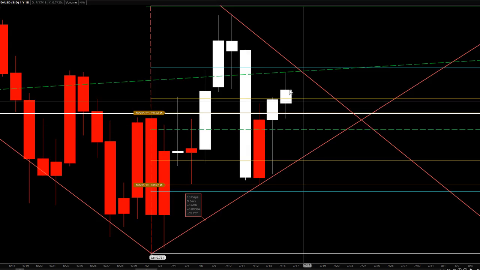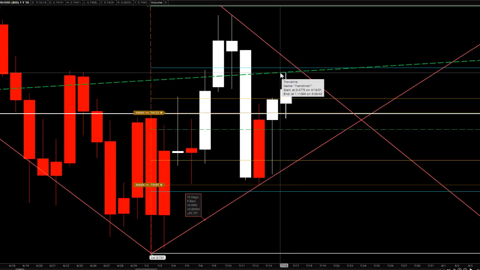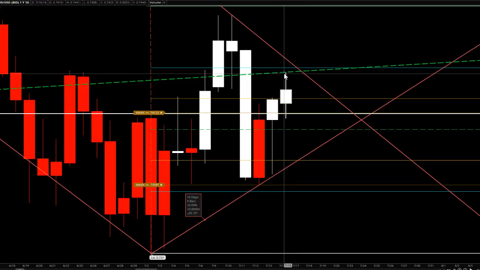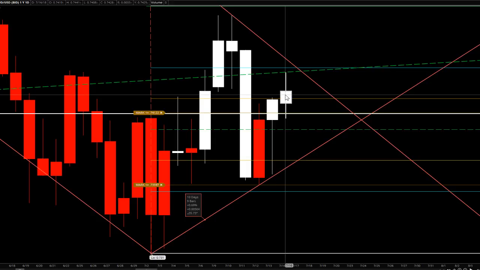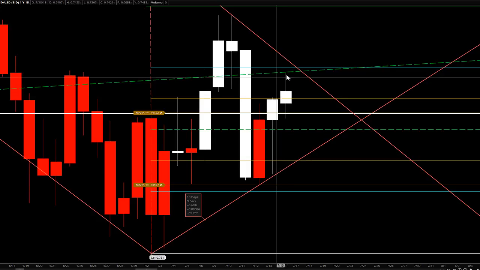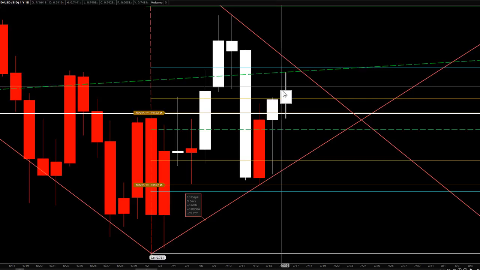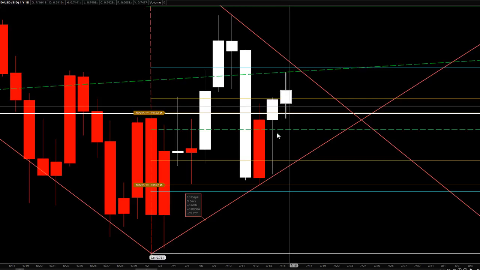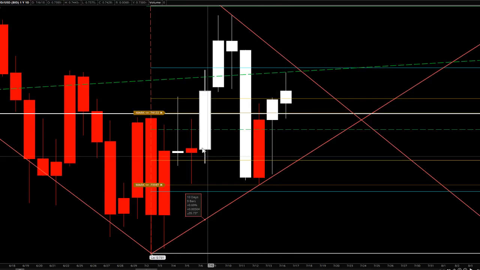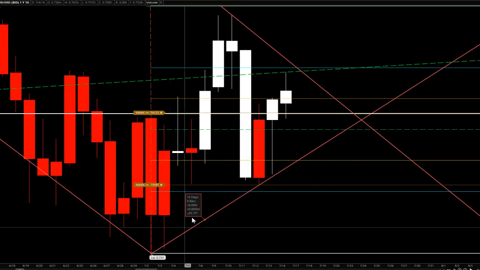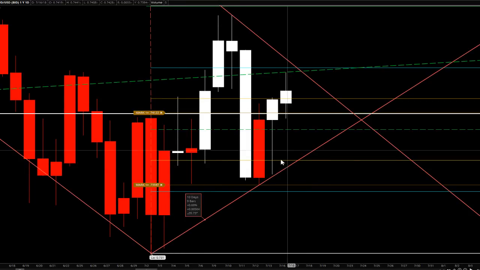But anyway, let's minimize this. Let's look at what we have here. As you can see, this is the 45 angle that I've been talking about in all my videos on the Aussie. And look how it respected it right there. That high was 74.41. It kissed it and then just pushed back. We're in a triangle and you can see that it's getting tighter.